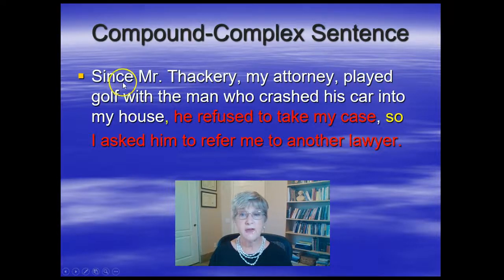Okay, we have a subordinating conjunction. I know you spotted that, and that indicates a dependent clause. So all of this in white font is a dependent clause. And then I have two independent clauses. He refused to take my case, coordinating conjunction. I asked him for a lawyer. Okay, so you're seeing that pattern?